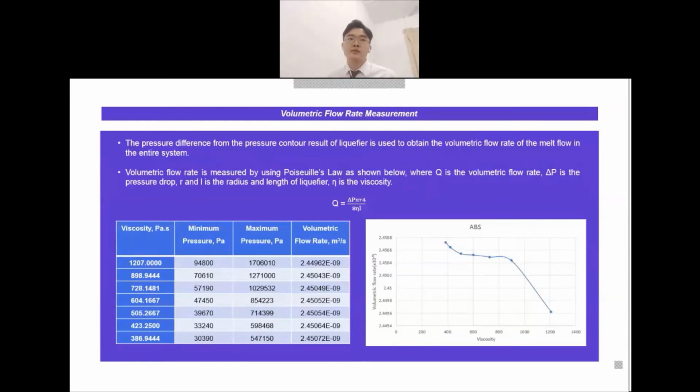Next is the volumetric flow rate measurement. Because ABS is incompressible in the liquefier and the outlet of the nozzle, the fluid flowing through the model could change shape, but the amount of volume is maintained. So the pressure difference from the pressure control results of the liquefier is used to obtain the volumetric flow rate of the melt flow in the entire system. The volumetric flow rate is measured using Poiseuille's law as shown below, and based on the graph, the volumetric flow rate is inversely proportional to the viscosity. Viscosity is the resistance of fluid flow, and as the viscosity increases, the fluid gets thicker, causing the volumetric flow rate to decrease.